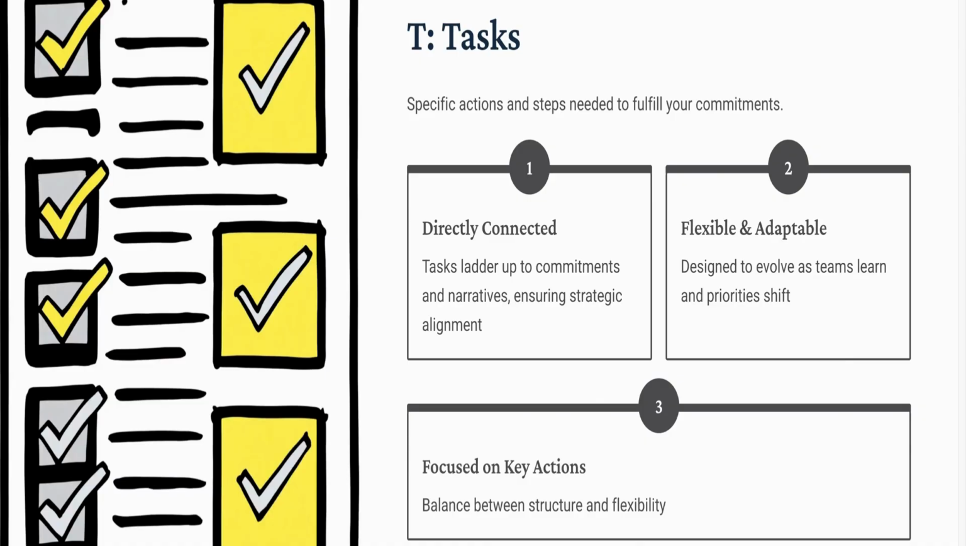This prevents the common problem of busy work that feels productive but doesn't actually move the needle on important objectives. Tasks should be focused on key actions rather than every minute detail. There should be balance between providing enough structure to guide execution and the flexibility to adapt to changing circumstances. To conclude our example, tasks might include conduct user research with 50 Gen Z users to identify preferences in engagement, design and prototype video features in a TikTok-inspired style, and partner with Gen Z influencers to help feature launch campaigns.